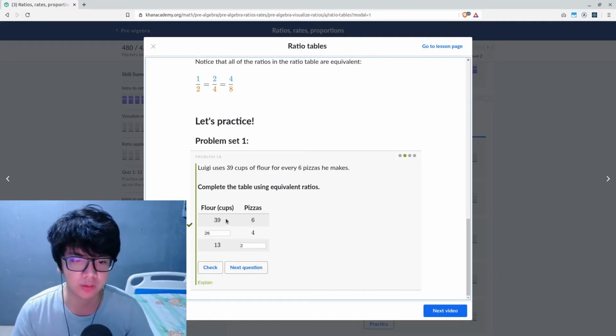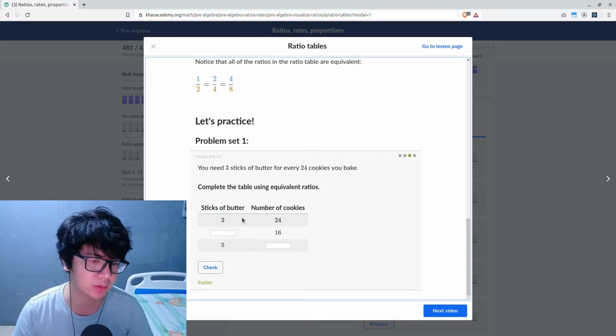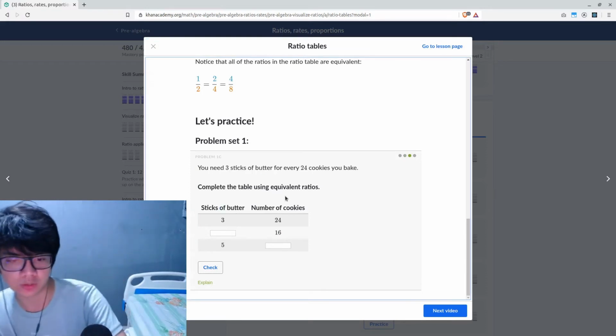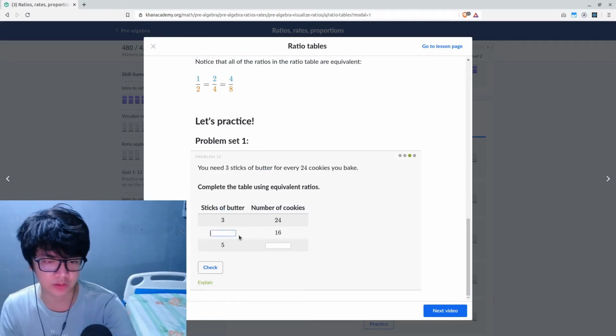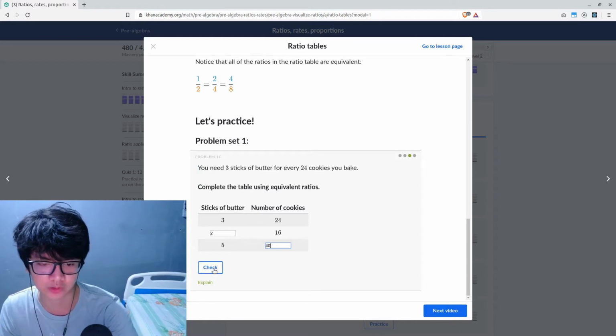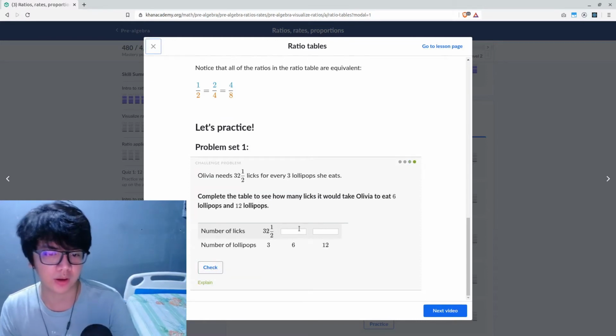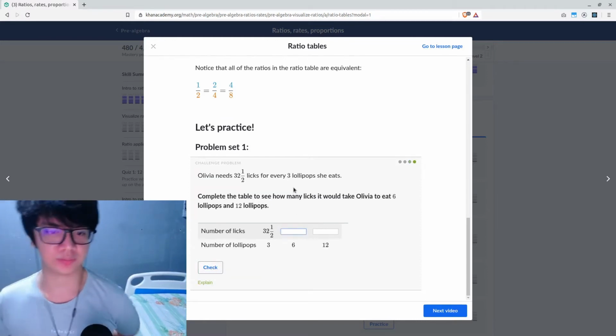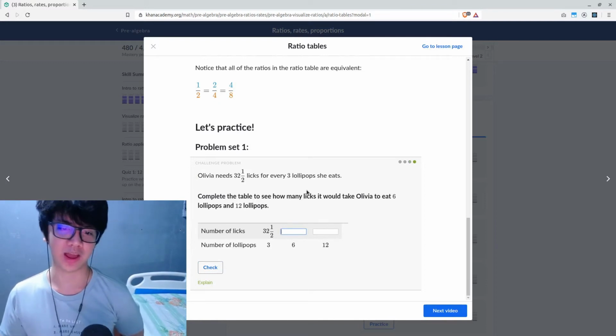Okay, so if we divide this by 3, we get 39 to 6.5. We don't need to deal with decimals. Sticks of butter, number of cookies. 324, that's by 8, so this is 2, and then 45. Wow, okay, it's actually 40. Number of licks: 32.5 licks for every lollipop she eats.